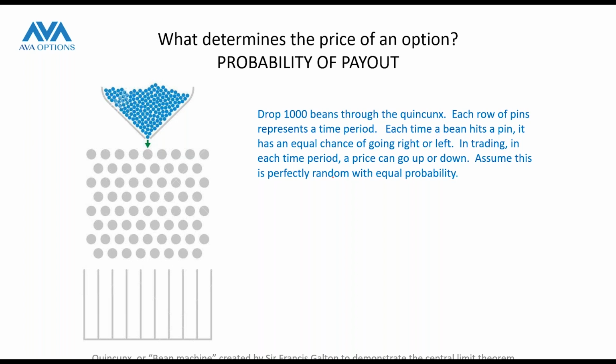Some of you may have seen a pachinko machine, or this machine, which is kind of a bed of nails on a wall with a bunch of cups or channels underneath it to catch these balls. It's called a quincunx, though I've never learned if that's the right pronunciation, or a bean machine, which was created by a very bright guy named Sir Francis Galton a few hundred years ago to demonstrate the central limit theorem, which underlies options valuation.